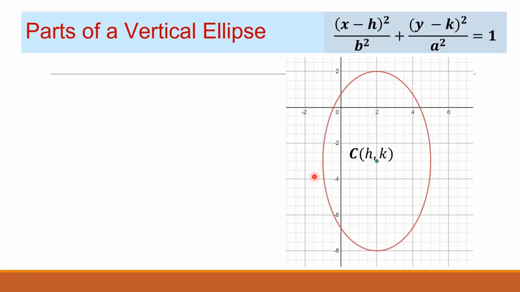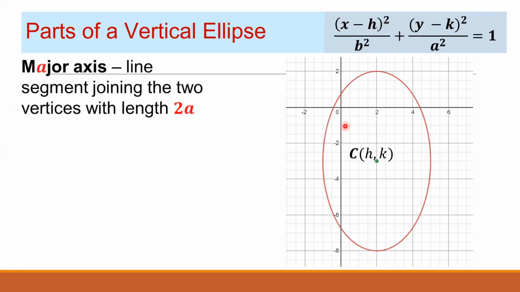So what about a vertical ellipse? So this is our equation. Again, we have the major axis, the same as before. The length will be equal to 2a. Then this is our reference. Again, a squared refers to the bigger denominator.